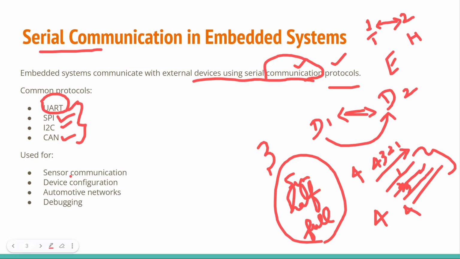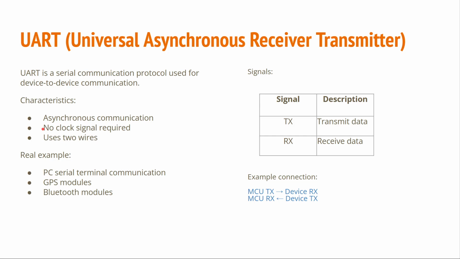Generally these communication protocols are used for communication between sensors and a microcontroller or microprocessor. If I want to do any configuration, that can be done using serial communication. In automotive networks and debugging, in all these cases serial communication protocols are used. Now let us get into the first serial communication protocol, UART. UART is nothing but universal asynchronous receiver and transmitter.